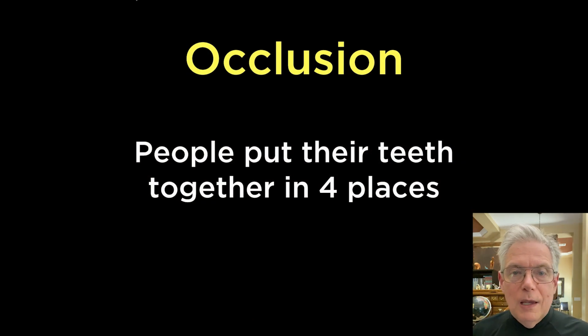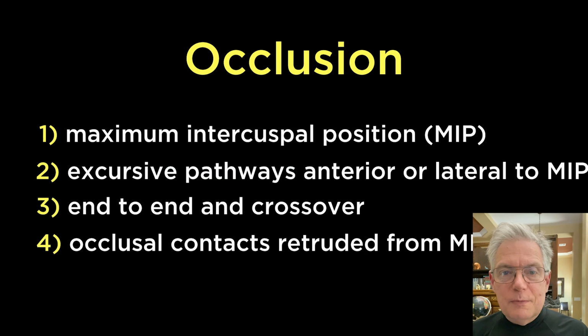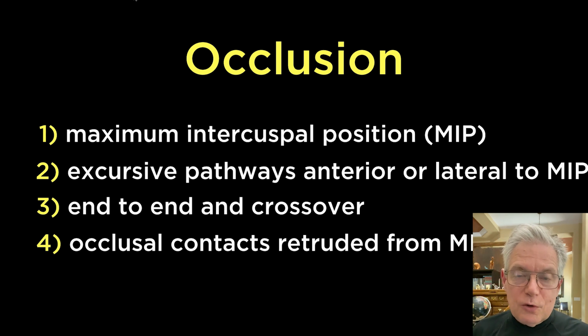Is this working? People with their teeth together in 4 places: maximum intercuspal position, excursive pathways anterior or lateral to MIP, end-to-end and crossover, and then occlusal contacts retruded from MIP. And the crossover that's included there, the end-to-end, is a protrusive crossover, because side crossover, lateral crossover, is actually an end-to-end type position.